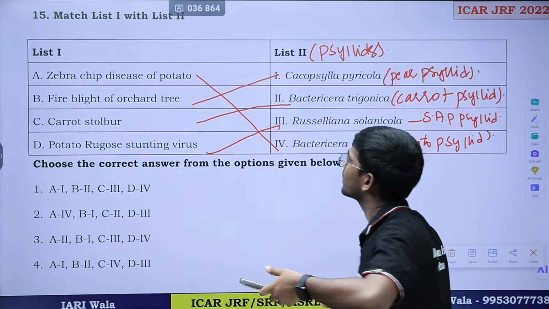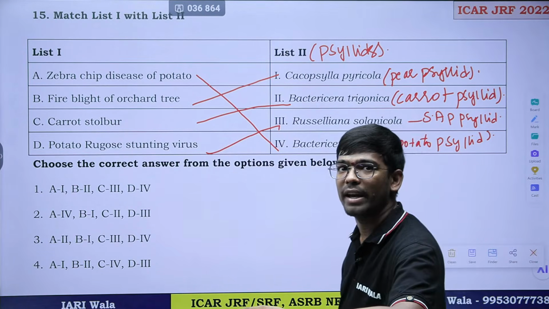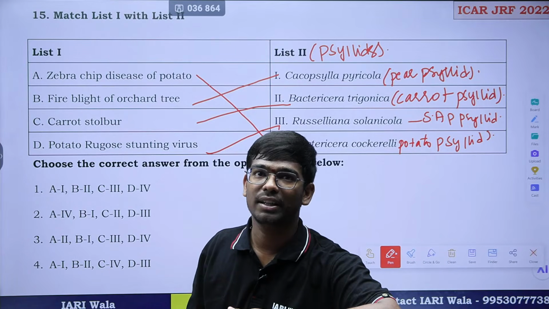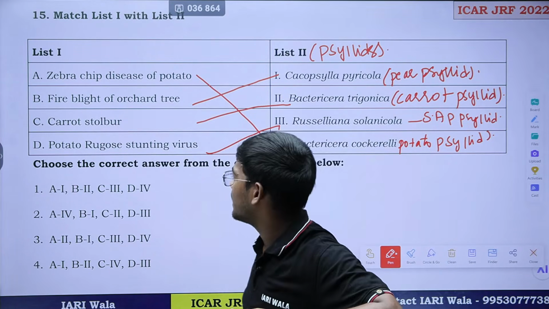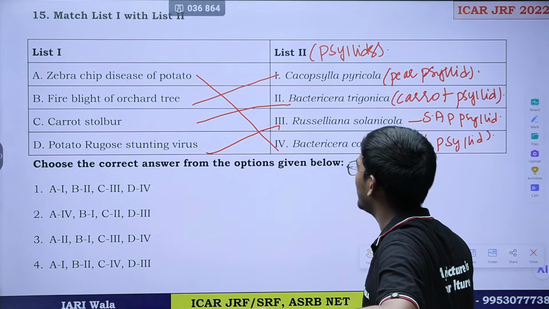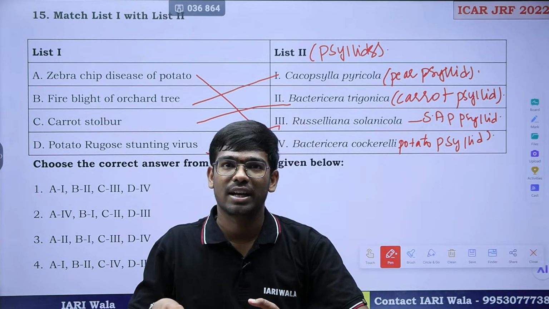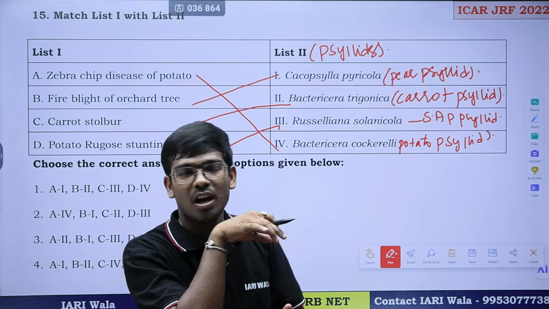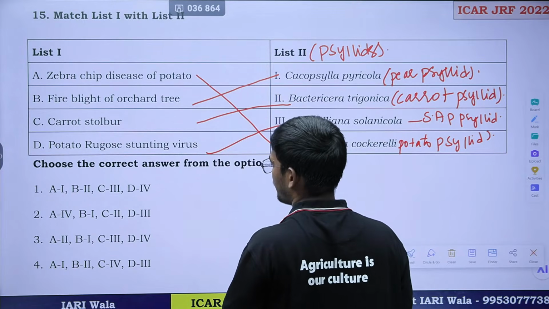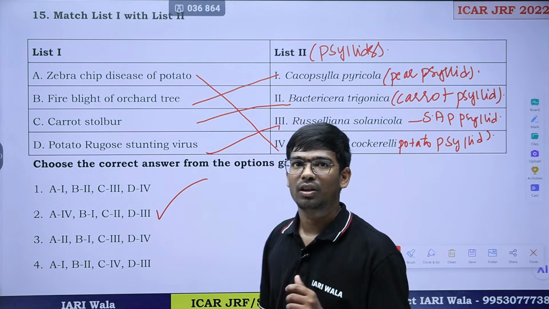So zebra chip disease of potato is transmitted by Bactericera cockerelli, commonly called the potato psyllid. Then fire blight of orchard tree, a horticulture crop, is transmitted by Cacopsylla pyricola, the pear psyllid. Carrot stolper disease is transmitted by Bactericera trigonica, the carrot psyllid. And potato rugose stunting virus is transmitted by Russelliana solanicola, the South American potato psyllid. That's why I have written the shortcut SAP. So the option becomes A4 and B1, the second option.